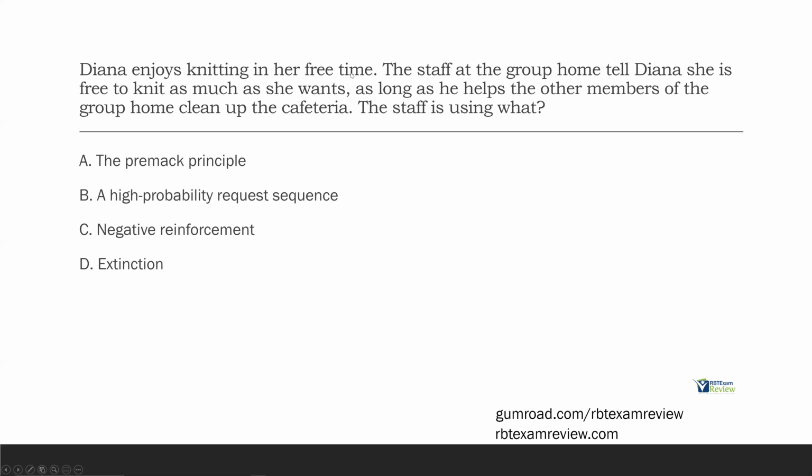Diana enjoys knitting in her free time. The staff at the group home tell Diana she is free to knit as much as she wants, as long as she helps the other members of the group clean up the cafeteria. The staff is using what? Okay. Kind of a tricky question.